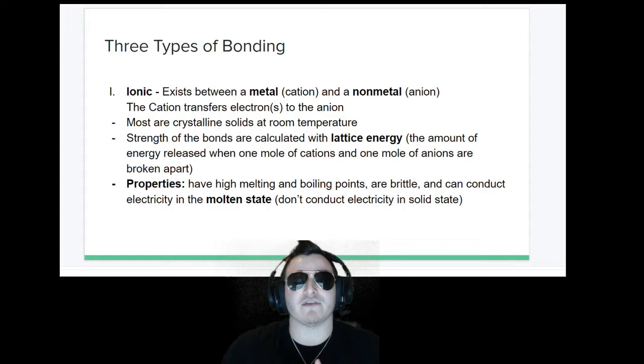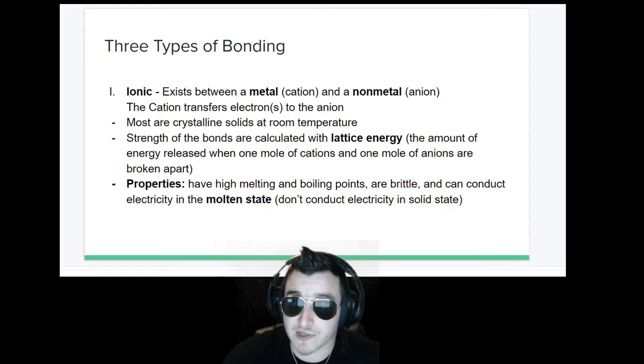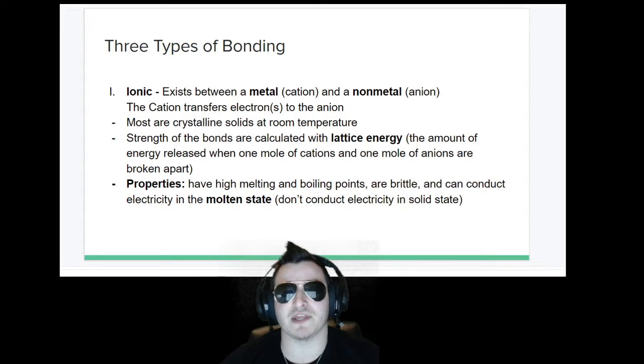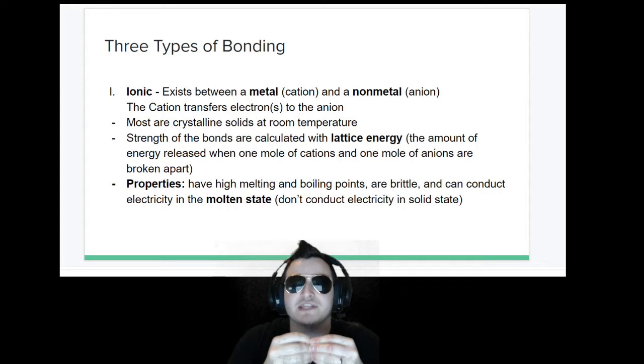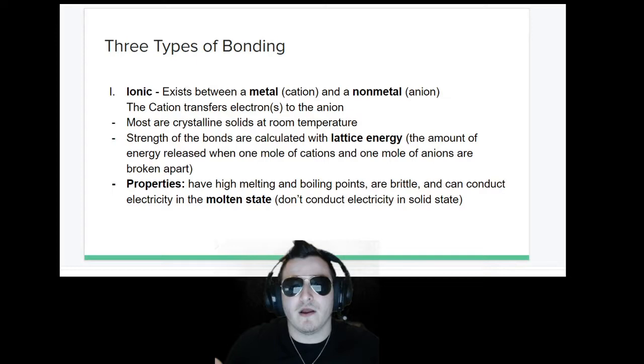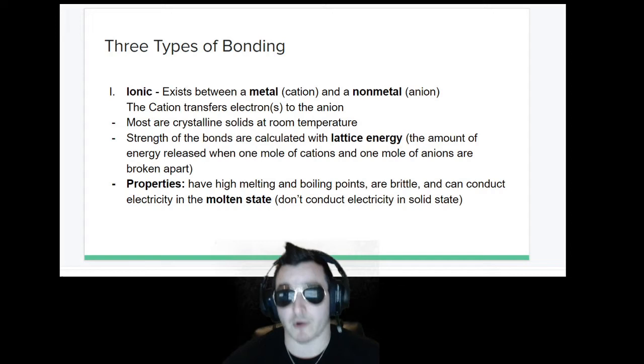Most of these ionic compounds are crystalline solids at room temperature. You can imagine table salt, NaCl, sodium chloride. The strength of these ionic bonds is calculated with a term known as lattice energy, which is the amount of energy that is released when one mole of this substance is ripped apart. Imagine that these bonds are storing potential energy between these atoms. The moment you sever these bonds, the energy has to go somewhere, and depending on how much energy is released, that tells you how stable a compound was. The more energy released, the more stable that compound was.